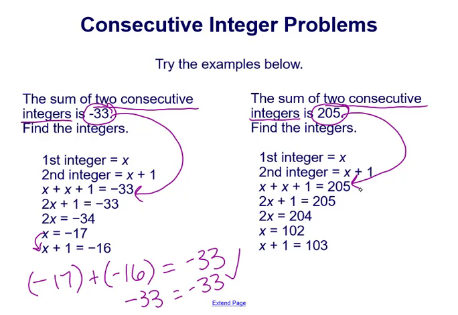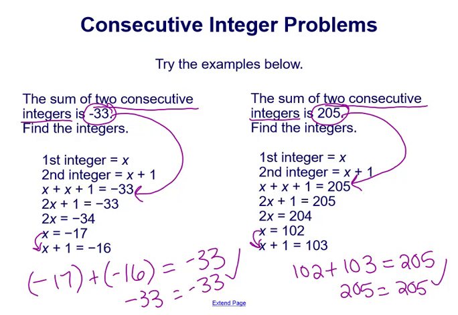And now we can solve that equation for x. We can combine our like terms. x plus x is 2x. 2x plus 1 equals 205. Subtracting 1 from both sides gives us 2x equals 204. And then dividing both sides by 2 gives us that x equals 102. So if x equals 102, the next integer would be 102 plus 1, which gives us 103. So our two consecutive integers that have a sum of 205 are 102 and 103. And we can check because 102 plus 103 should be 205, which it is. It does check out.